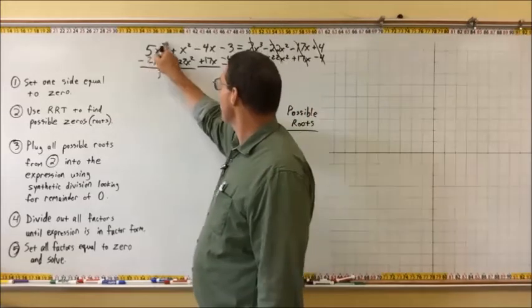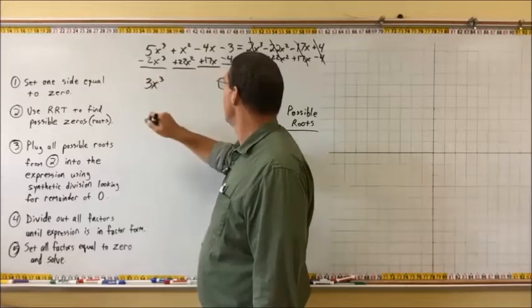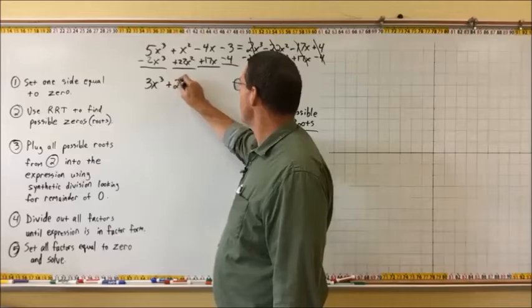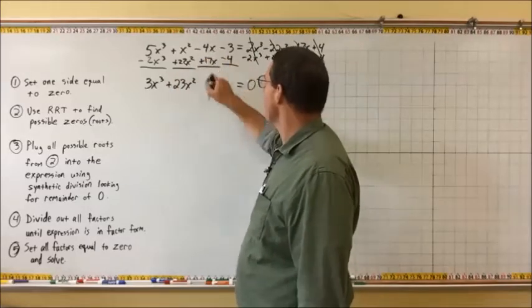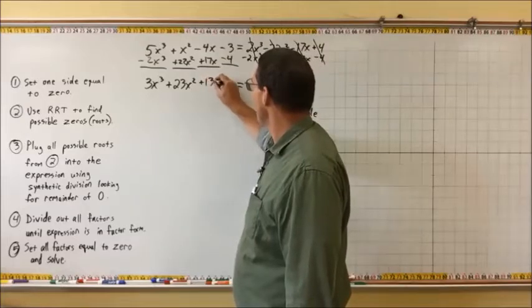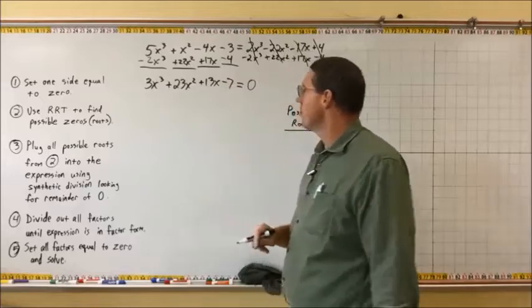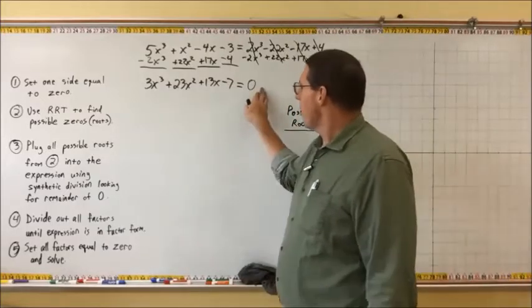Over here, 5x cubed minus 2x cubed is 3x cubed. x squared plus 22x squared is 23x squared. Negative 4x plus 17x is plus 13x. And negative 3 minus 4, that's minus 7. Okay? All right, so that's step 1. We set one side equal to 0.